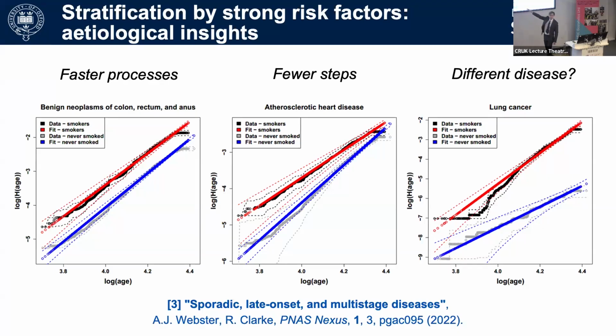In the middle plot, the curve has gone up and the slope is reduced. Now that's exactly what you'd expect to see if you've increased the rate of one of these steps sufficiently that it's no longer a rate limiting step. So there are fewer steps in the disease process. This one for lung cancer on the right is a little bit unusual because the curve has gone up and it's become steeper. Does anybody have any thoughts as to what might be going on in that particular case?